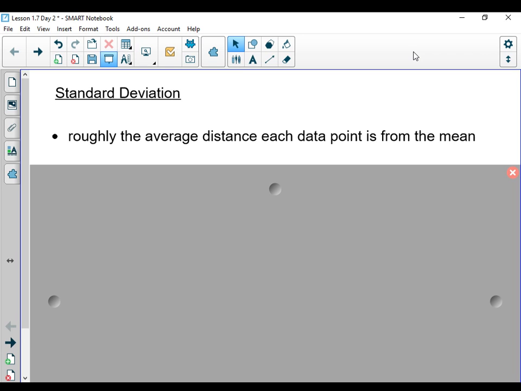So it's roughly the average distance each data point is from the mean. And the nice thing about standard deviation is this part. It uses every single data point, versus when we did the range, we only did 2 data points. We did the smallest and the largest. When we did the interquartile range, we only used 2 data points, Q3 and Q1. So it didn't really get a big picture. It only had specific values, whereas standard deviation uses every single value.